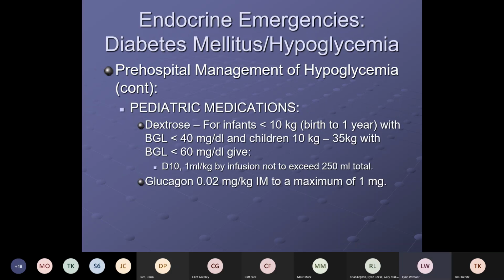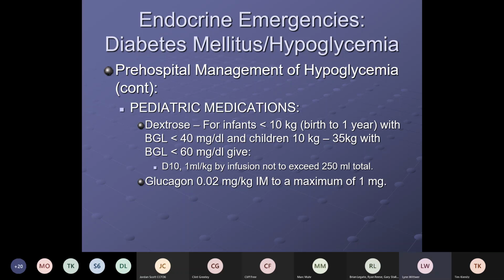Now, pediatric wise, for infants less than 10 kilograms with a blood glucose less than 40, or children 10 to 35 kilograms with a blood glucose less than 60, give D10, and we made it so you don't have to calculate out the 0.1 gram per kilo. Give 1 mil per kilo, which is 0.1 gram, ultimately not to exceed a total of 25 grams. So if it's a 10 kilo kid, you give them 10 mils of the D10, check their blood glucose again, and if you need to, give them more.